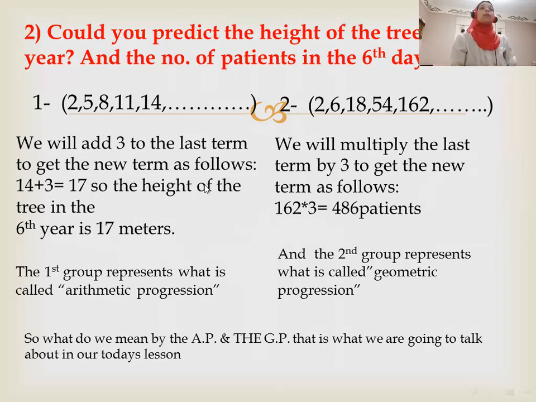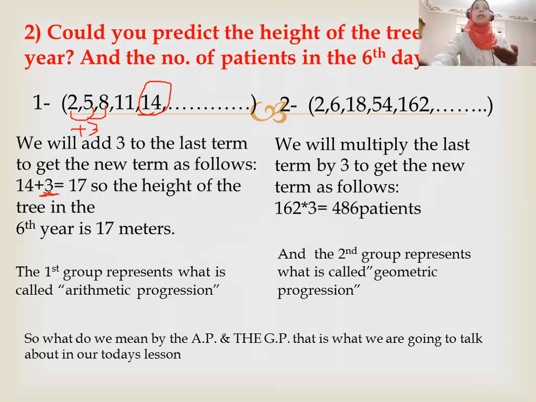Could you? Please pay attention, study these two groups well, and try to answer my question. Who knows the answer? Yeah, go ahead, please. Right. To predict the height of the tree in the 6th year, we will add number 3 to the last number. Why? Because if you notice here, as you move from one number to the next, you add number 3, and so on. Well done. So you make the same sequence.